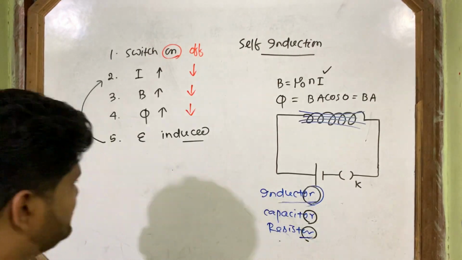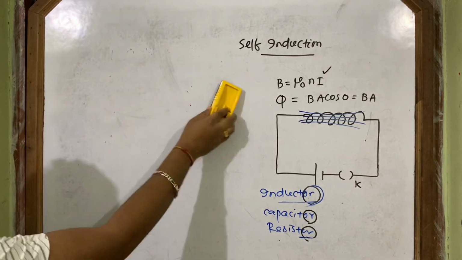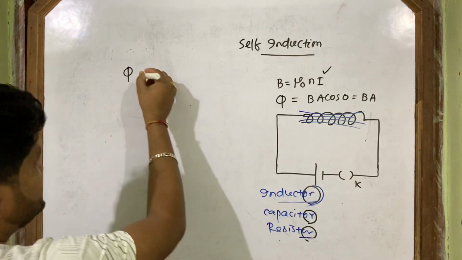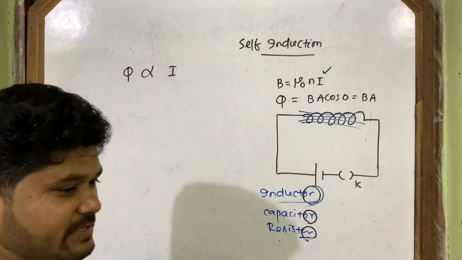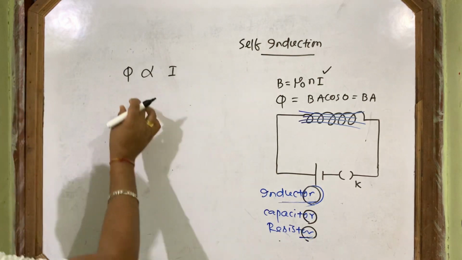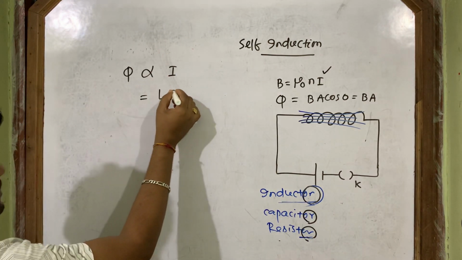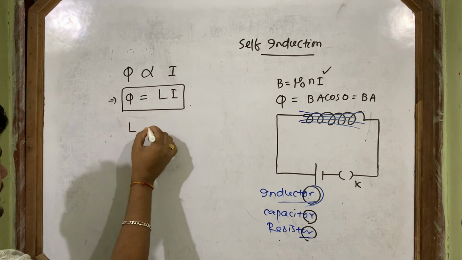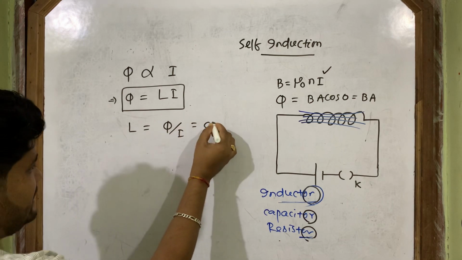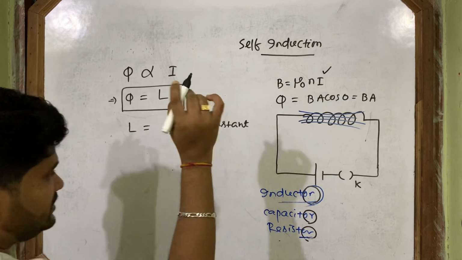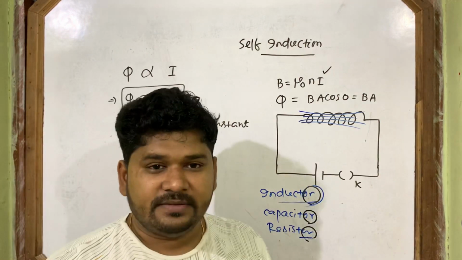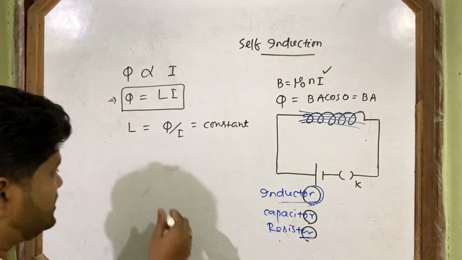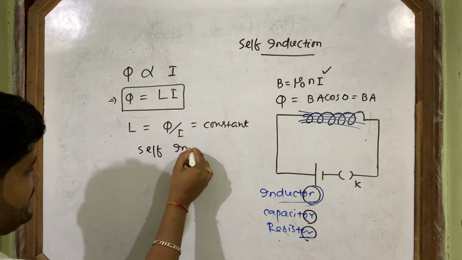So let's come to the mathematical part. The flux phi linked with the coil is directly proportional to the current passing through it. Phi is proportional to I, so with one constant, phi = LI, where L = phi/I is a constant for a particular coil. What is this constant called? The coefficient of self-induction, or simply self-inductance.